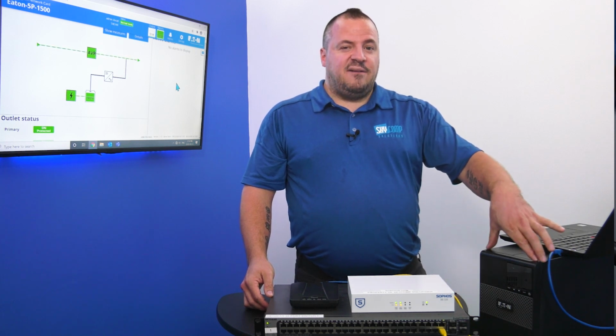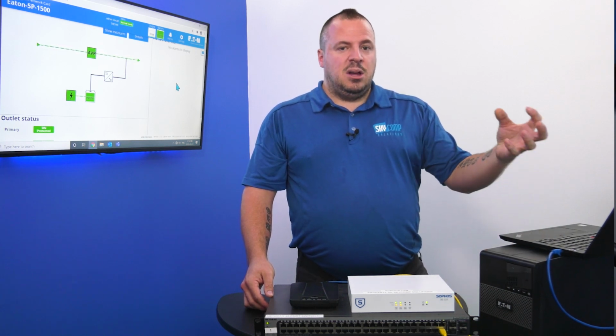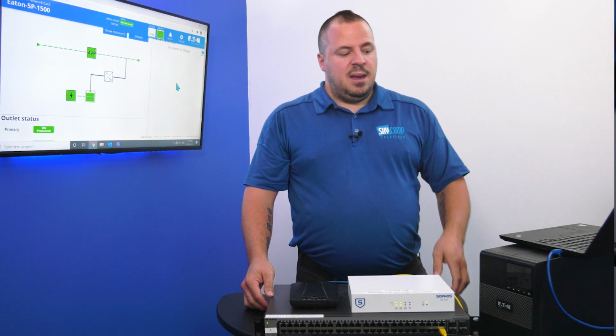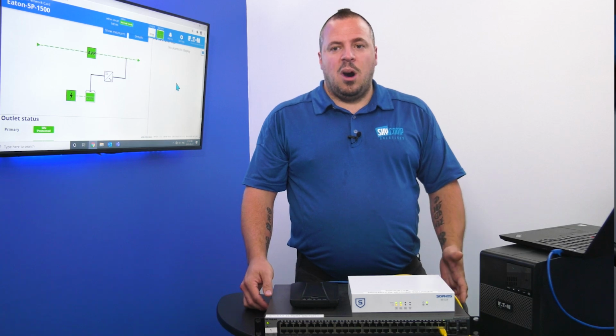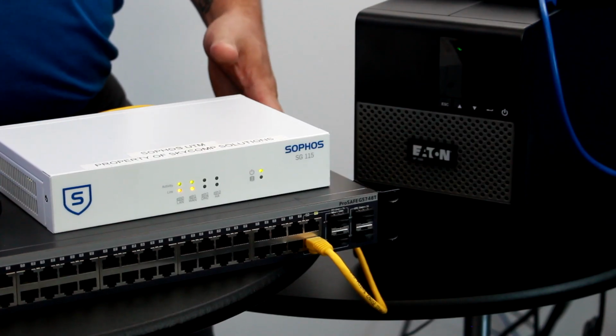Again, the amount of devices you plug into it will shorten the battery runtime. And when there's a power outage for 10 seconds, you don't want that to be shortened for no reason.